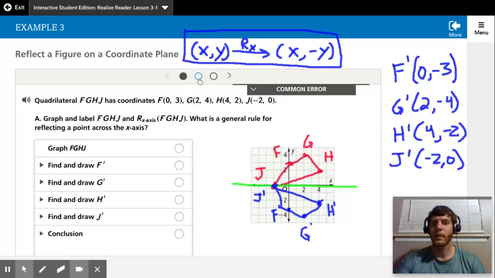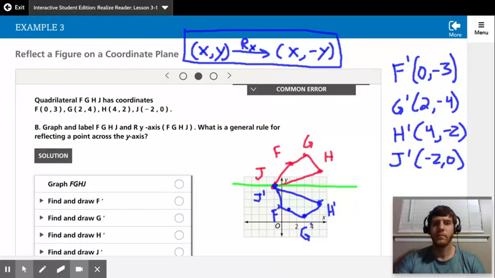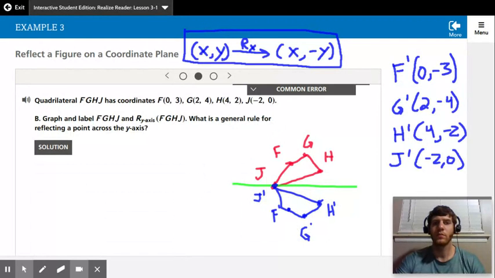Right. If we look at the next one, it's a try it, right? It's going to ask you to do the same sort of thing for the y-axis. So let's try that.